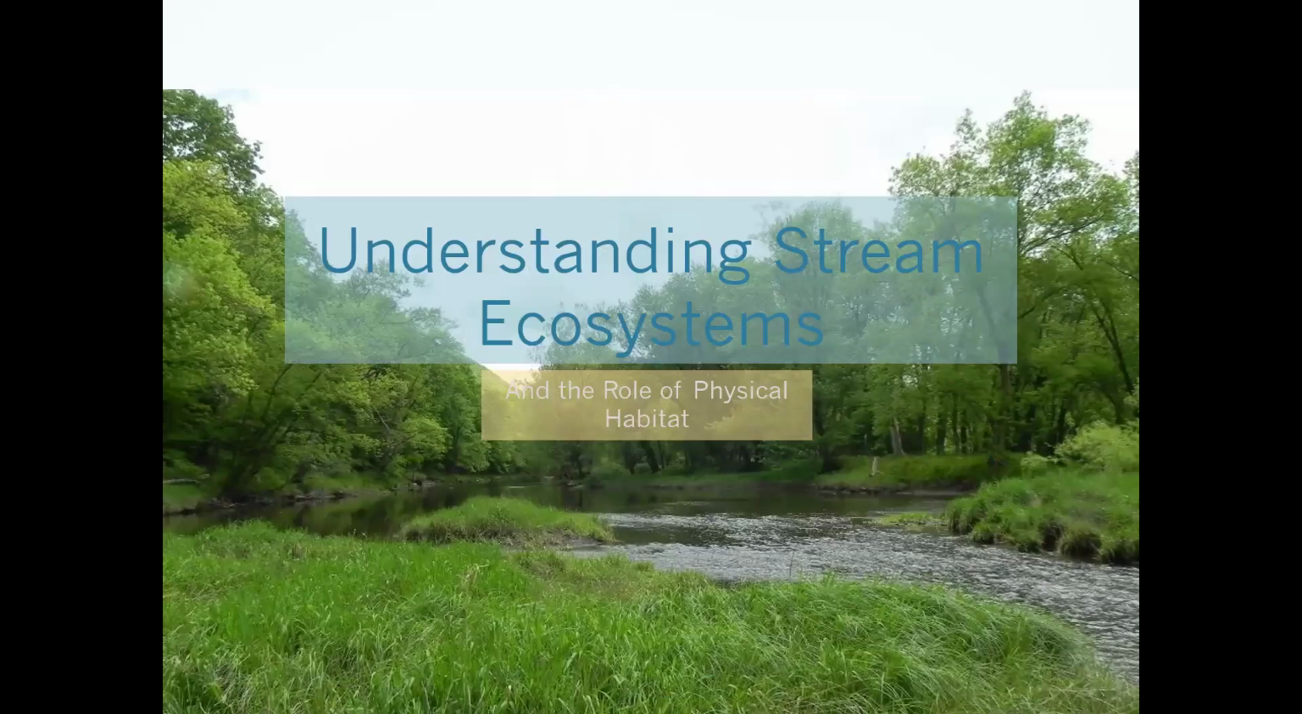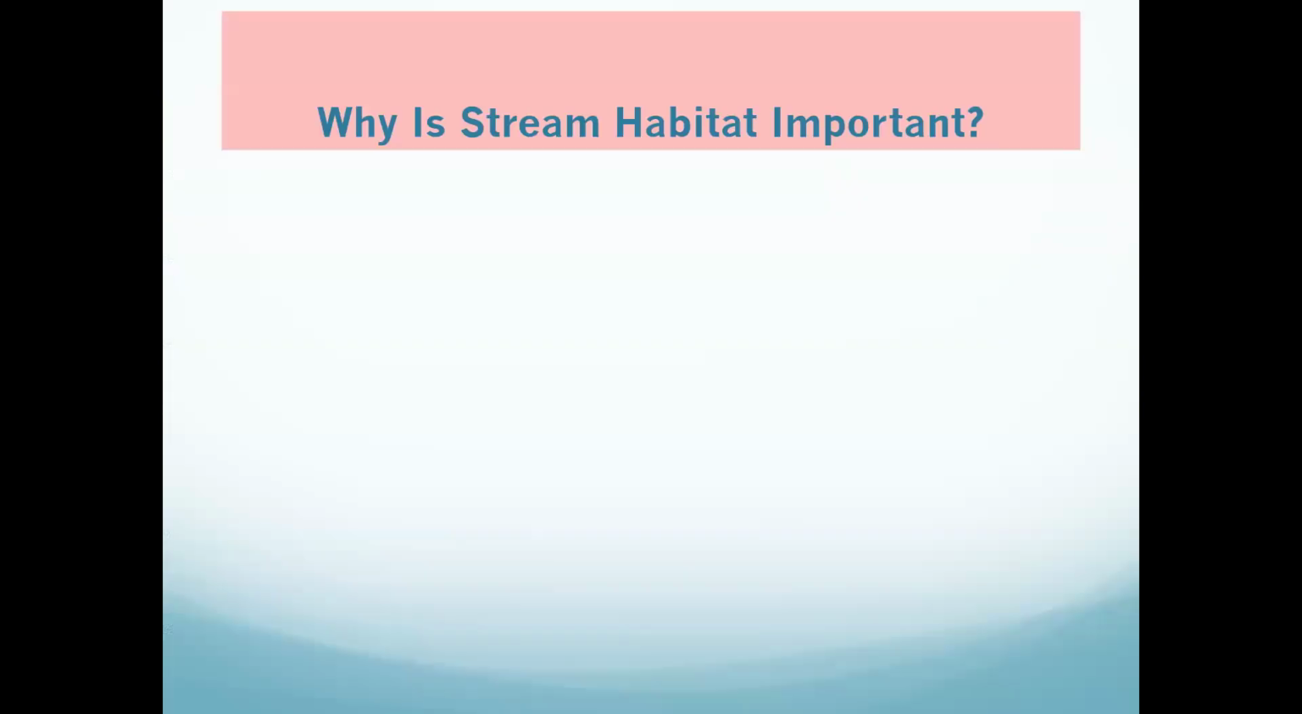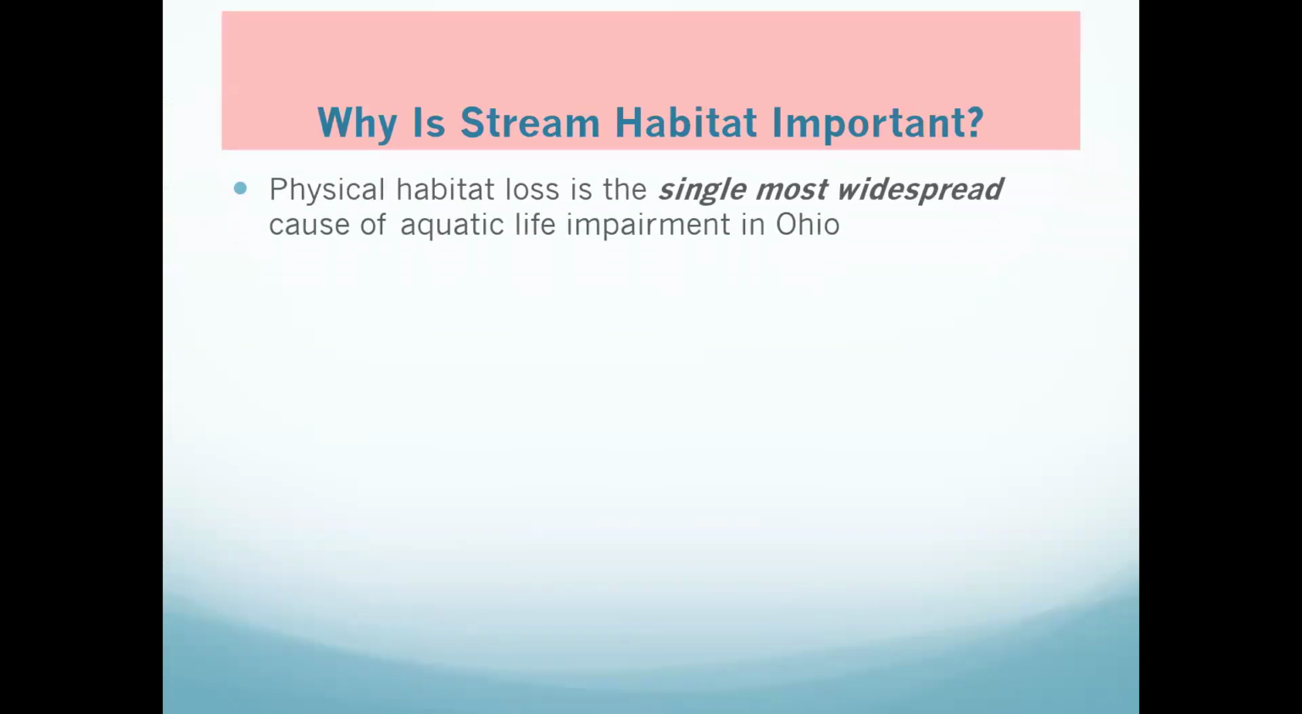Okay, so first off, the basics of understanding stream ecosystems. The role of physical habitat, as I mentioned, is very important. This is a component of the Clean Water Act, which protects endangered species. And so there's a variety of things to understand in order to know how we protect or restore different streams. So first off, why is stream habitat important? Physical habitat loss is the single most widespread cause of aquatic life impairment in Ohio.